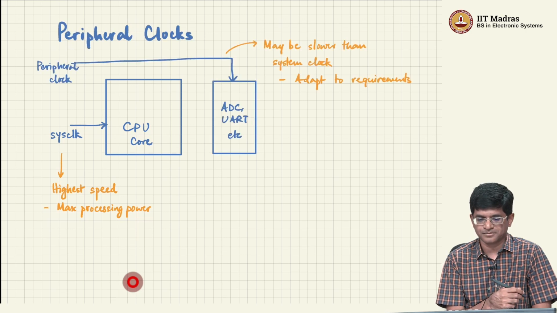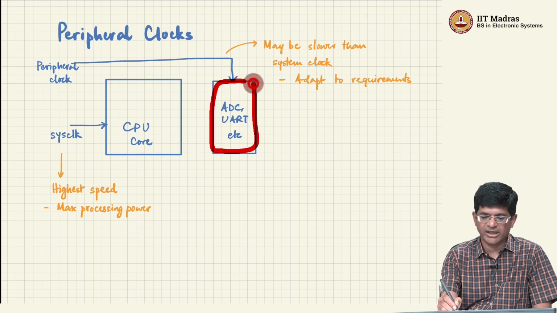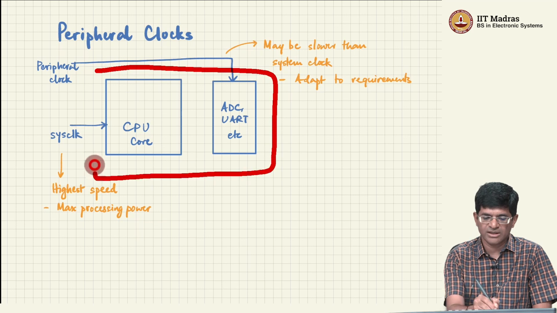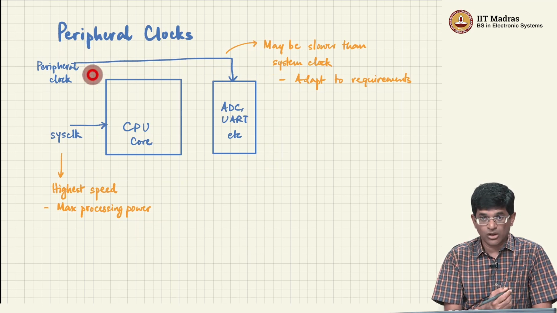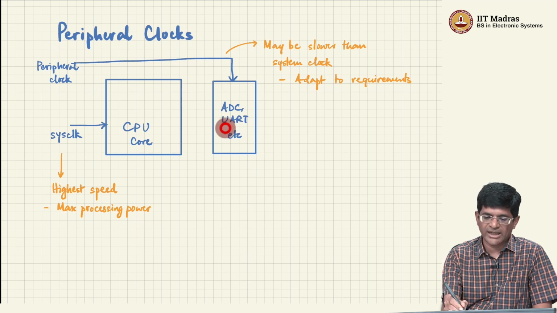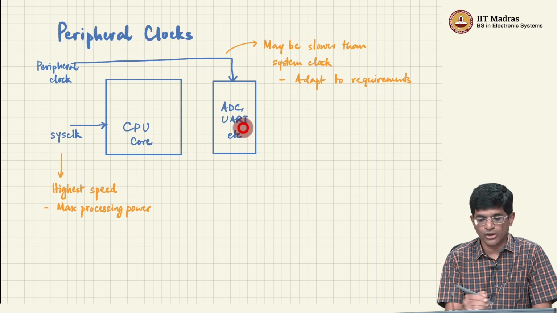Now, apart from the CPU, you typically have a large number of peripherals associated with a microcontroller. After all, that's what a microcontroller is, right? It includes the CPU and peripherals. And in a lot of cases, you want to have separate clocks for those peripherals. Why? Because you might have a peripheral like the UART, or you might have analog to digital converters that we will talk about later.